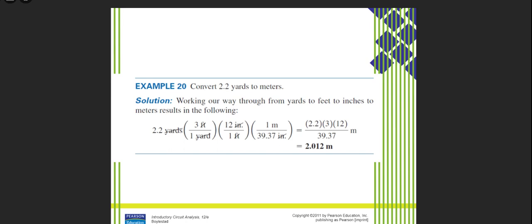Either, for example, 1 yard is 3 feet, and then feet is not what we want, so you have to convert feet to inch. 1 foot is equal to 12 inch, and then still it's inch, it's not meter. But if you look at that table, you also know that 39.37 inch is equal to 1 meter. And that's why you arrange it. And at the end, this yard is canceled by this one, this feet canceled by this one, and this inch canceled by this one. And if you do the multiplication in here, the result is 2.012 meter.